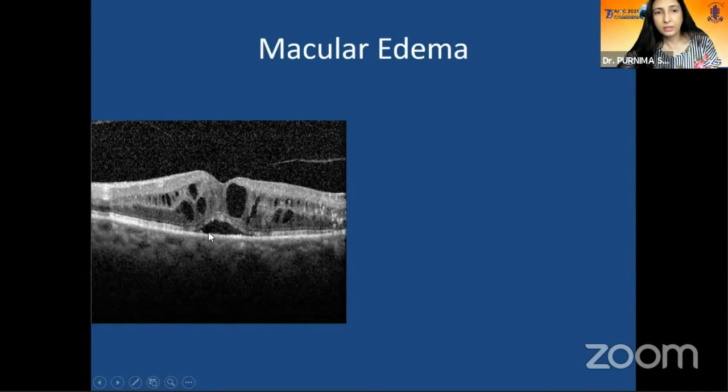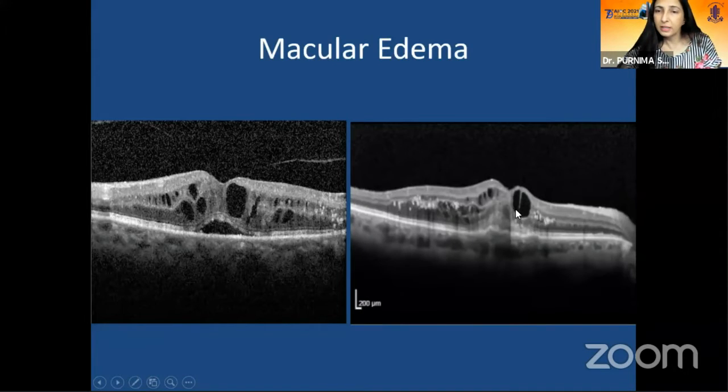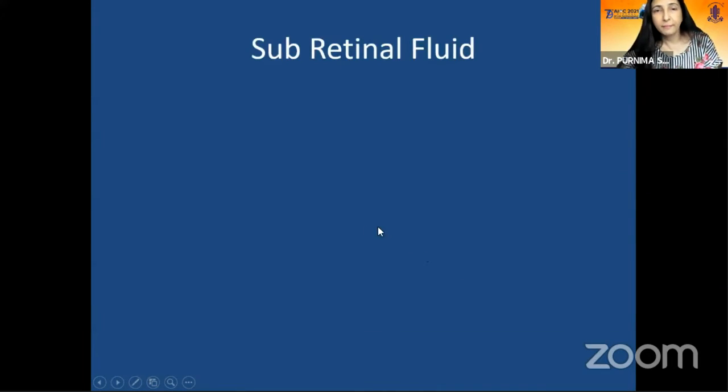Now I'll just illustrate. You see a case here where there's subretinal fluid, there's intraretinal cystic fluid, and a similar case with intraretinal cystic edema. But are these two the same? No, not really, because if you look at the RPE here, in the second one, it is elevated and irregular, indicating that these two are entirely different conditions.